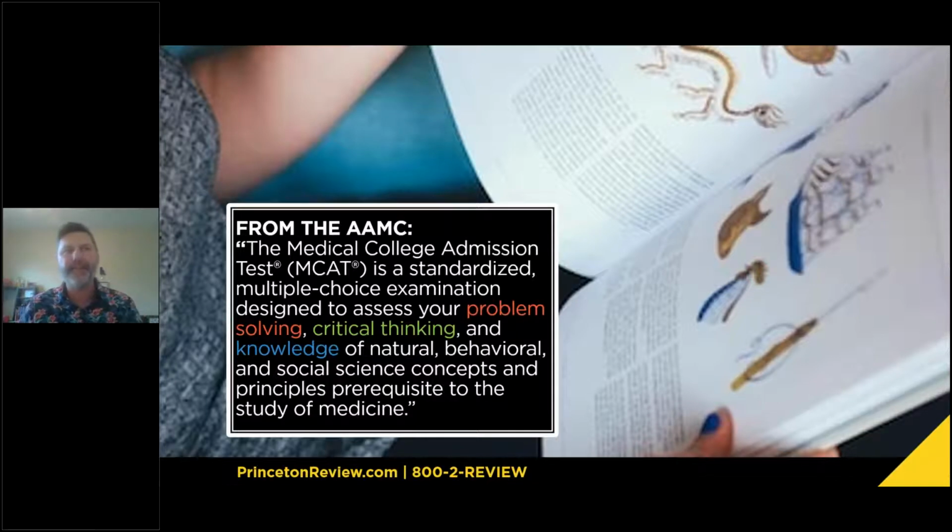Designed to assess your problem solving, critical thinking and knowledge of natural, behavioral, and social science concepts and principles prerequisite to the study of medicine. All right, great. So you see they're not being very specific. What they're looking for is they want you to demonstrate your knowledge and how you can apply it, how you can apply theory and how you can solve problems. And being a CARS instructor, I can tell you that there are a lot of tools that you can use for CARS, and you wouldn't think so.